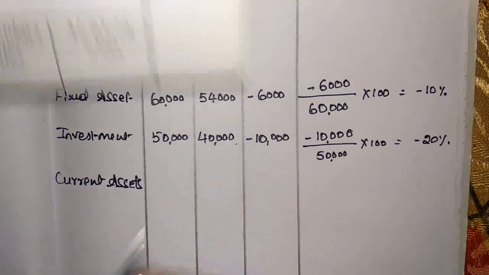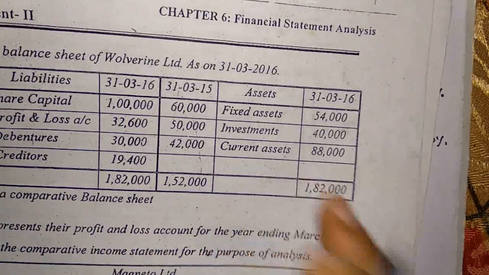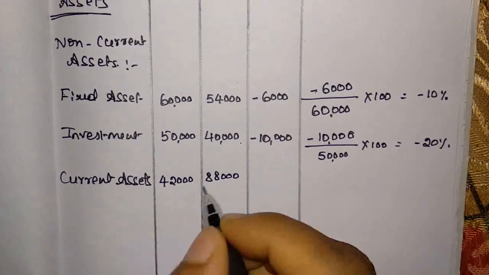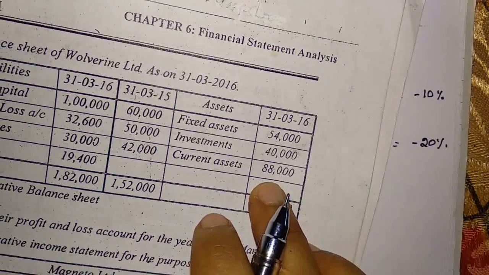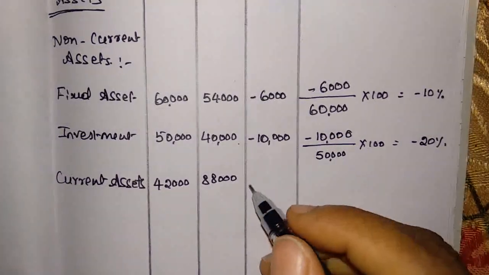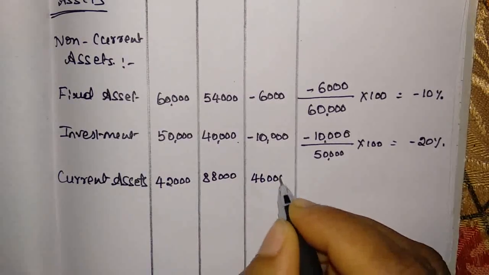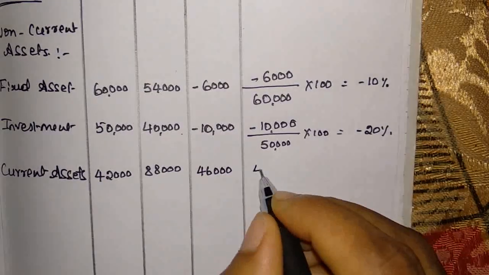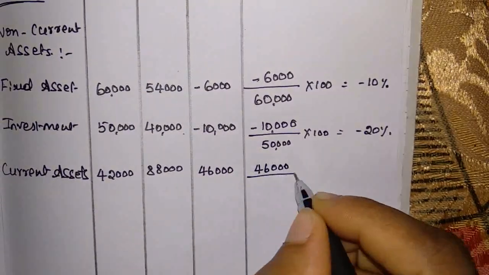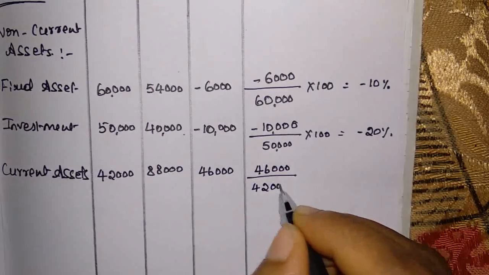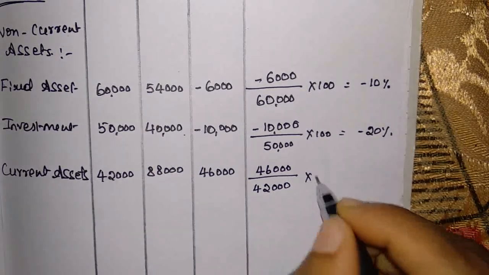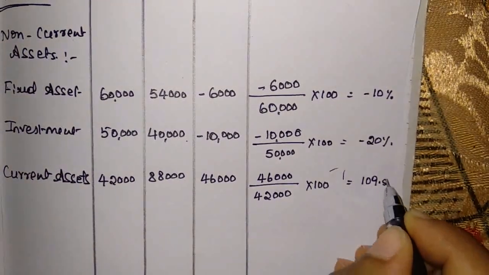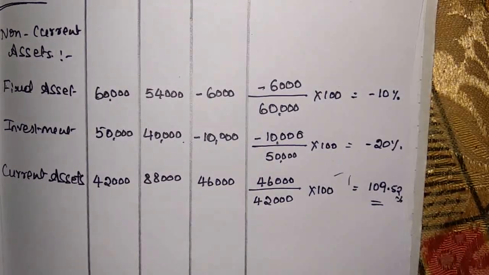Then current assets. Current assets, base year 42,000, current year 88,000. So current assets value increases to 88,000. So the difference is 46,000 positive. 88,000 minus 42,000 is 46,000. So change in percentage, 46,000 divided by 42,000, the base year value, into 100. Change is more than 100%, that is 109.52%.